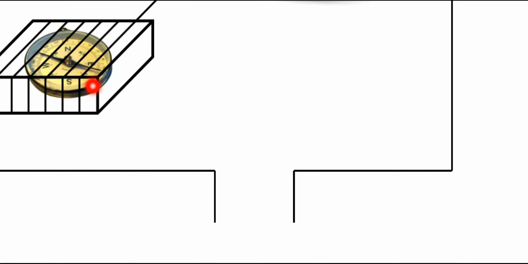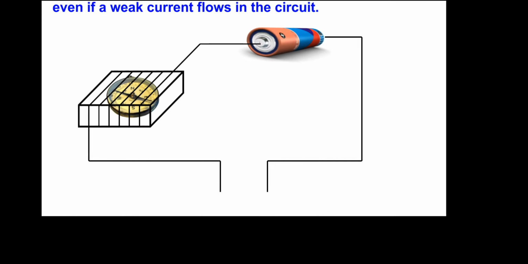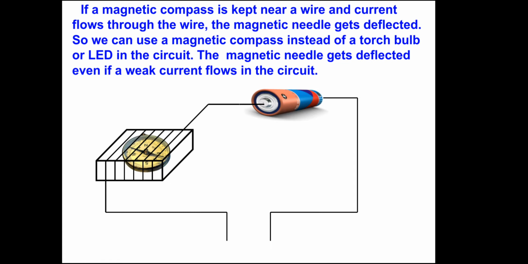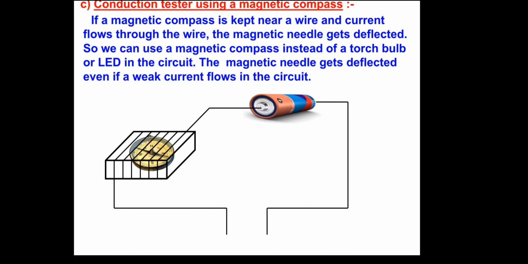Instead of the lemon juice, you can repeat this activity by taking tap water, vegetable oil, milk or honey. In each case you can observe whether the magnetic needle shows deflection or not, and you can record your observations.